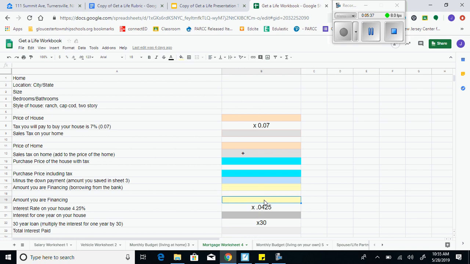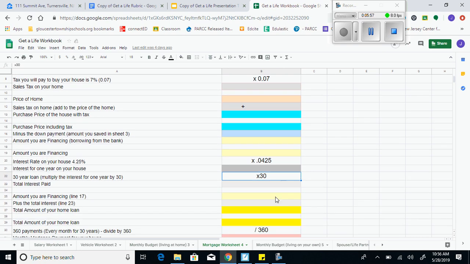You take the amount that you're borrowing from the bank, and you have to multiply it by the interest rate. Home interest rates right now are going to be 4.25%, so you're going to multiply by 0.0425. You will get your interest for 1 year on your house. Next, you are going to pay for your house over 30 years. You are taking out a 30-year mortgage, so you need to multiply the 1 year of interest times 30 to come up with how much interest you would pay in 30 years.